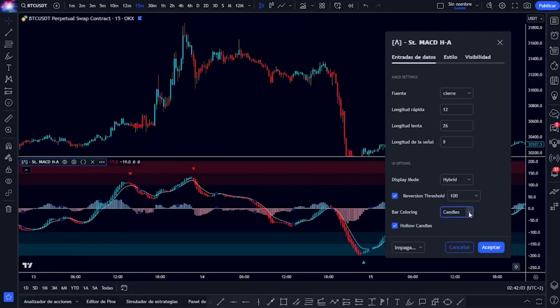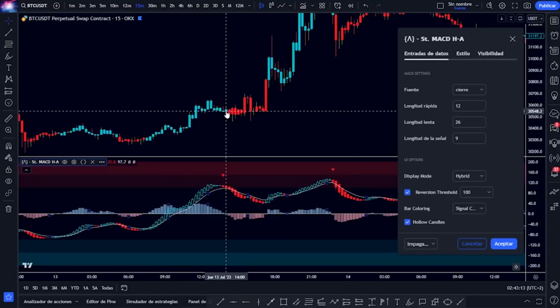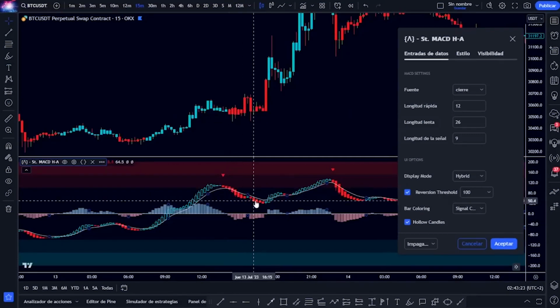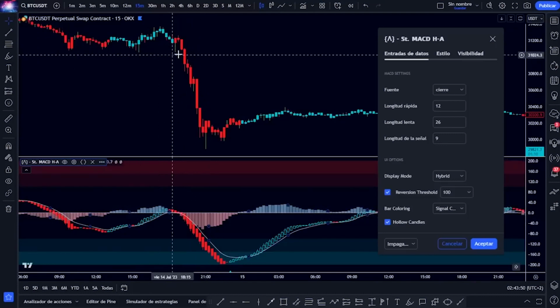Even so, we have other incredible options such as the signal cross, where, if you look, the candles are colored only when there is a cross of the average in the MACD. Although we have that change of candles from blue to red, that coloration on the chart only occurs when one of those candles crosses the average, in this case downward. This can help us a lot to detect these changes in trend and better nail the entries.